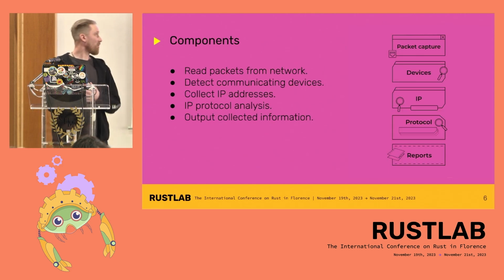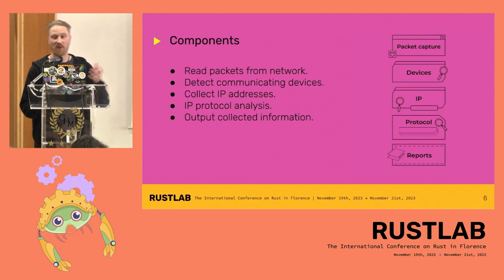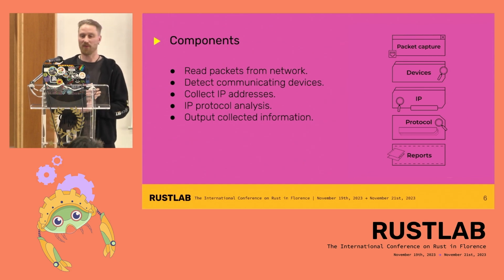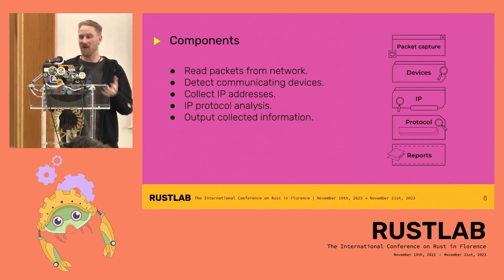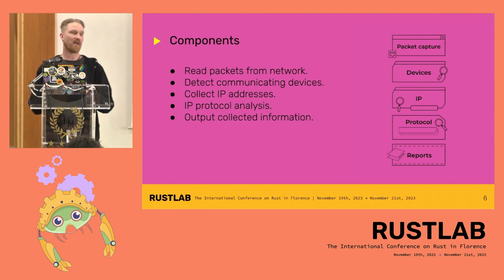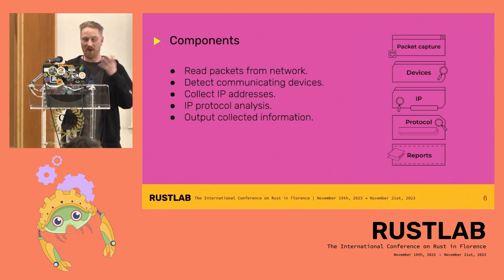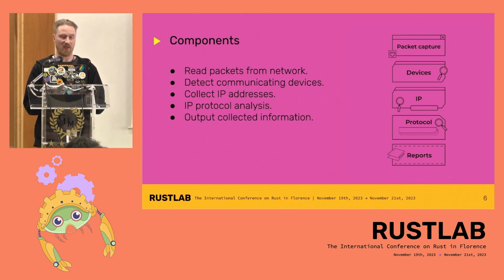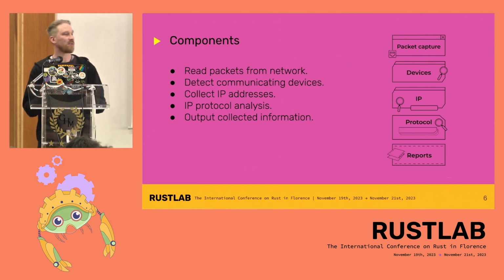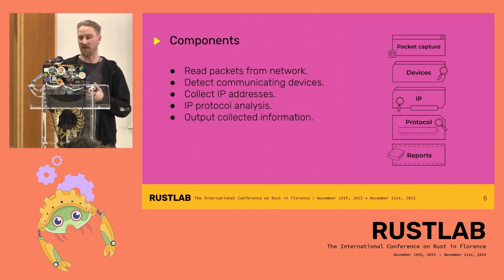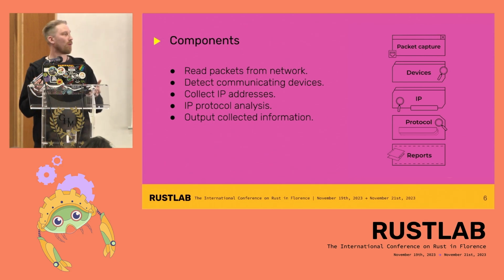We identified some components that we needed to write. Obviously, we need to be able to read packets from the network. We needed a component to detect the communicating devices. Since we are doing detection based on MAC addresses, we needed to parse Ethernet headers and find out what devices there are, how they are communicating. We needed a component to do IP header analysis to collect IP addresses that the devices are using and protocol-specific information, like what protocols are being used on top of IP.